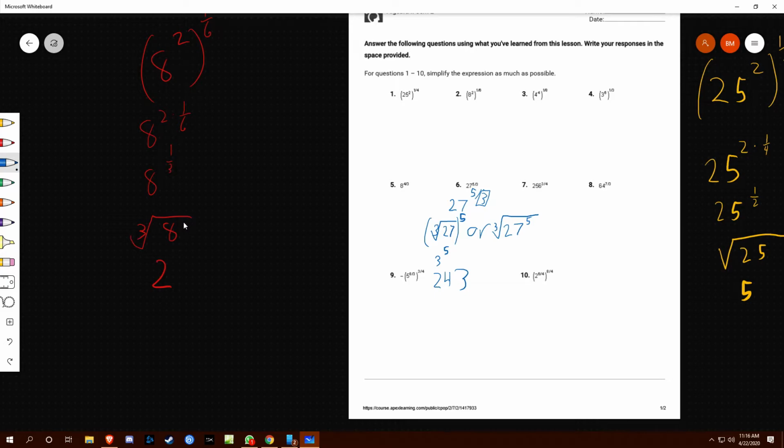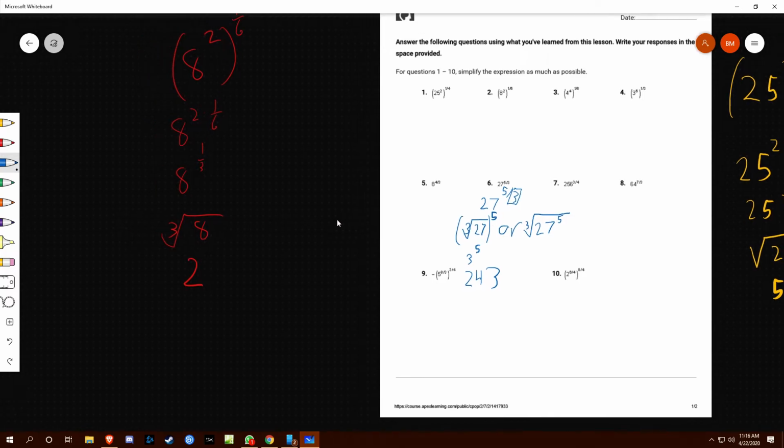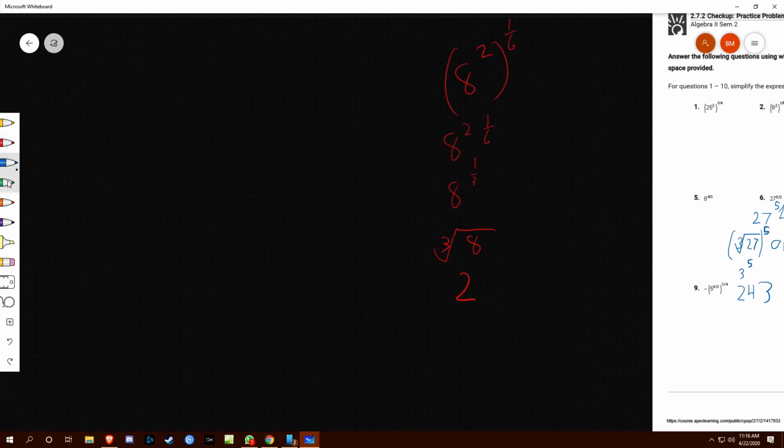So I'm looking at these examples. Let's go ahead and do 9 or 10. Let's do 9, because 9 looks tricky. So I'm going to come over here and write 9 down. This is negative 5 to the 8/3 power, raised again to the 3/4 power.